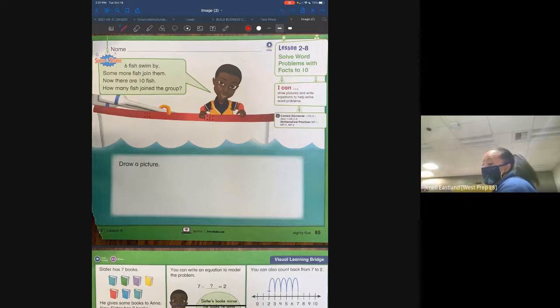Okay. So it says, and you'll see me be able to write on here. That's what I like about this. It says 6 fish swim by. Some more fish join them. Now there are 10 fish. How many fish join the group? I need you to draw a picture to represent this. And you need to remember what your total is, what the part that you know is, and then give me a number equation that matches that. Okay? Go ahead.